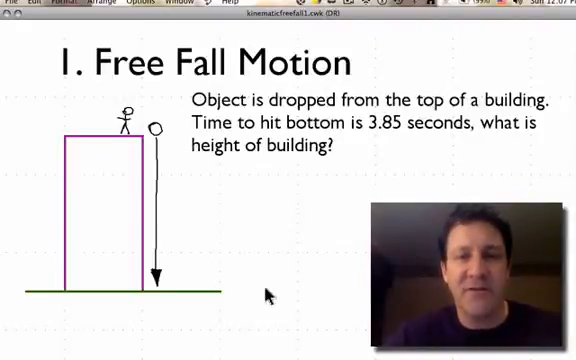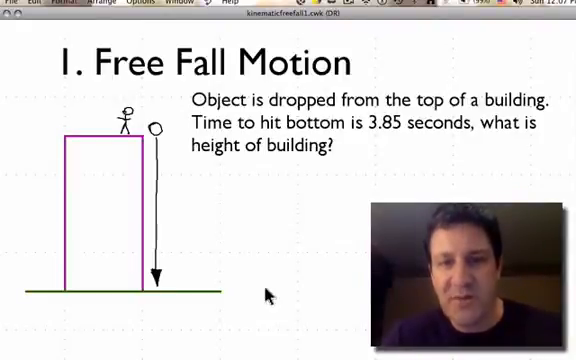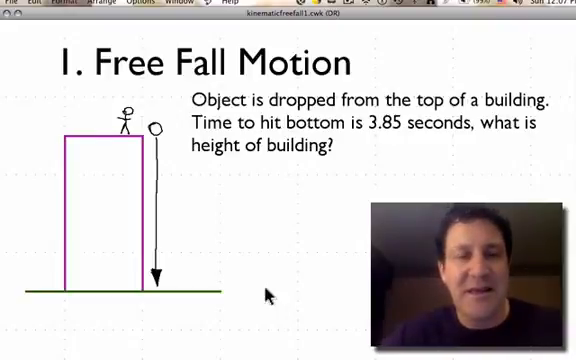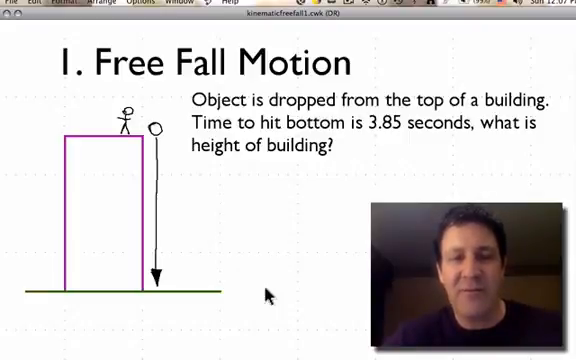All right, this video, as you can see, is entitled Free Fall Motion. So, of course, we're talking about free fall motion. Free fall motion is motion of an object that is being acted upon solely by gravity. So in this case, when we drop something off a building, or you jump off a building, or something is falling from the sky, it's really being acted upon by gravity only, and therefore we call that free fall motion.